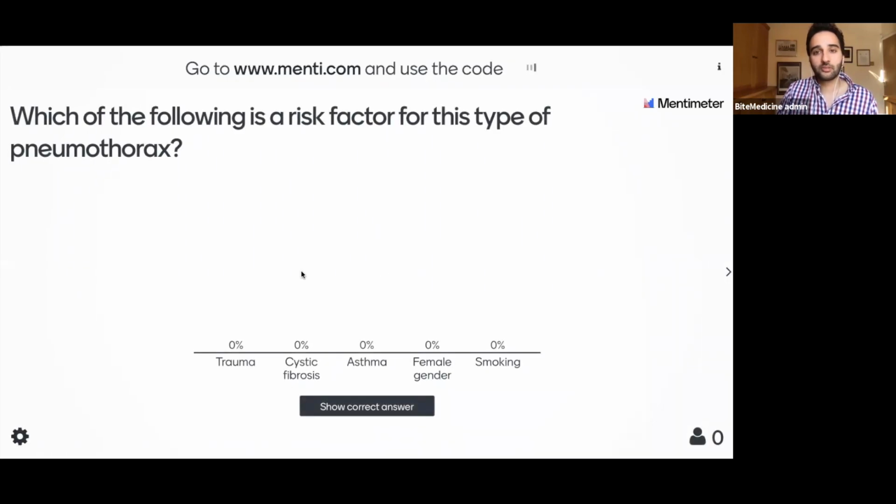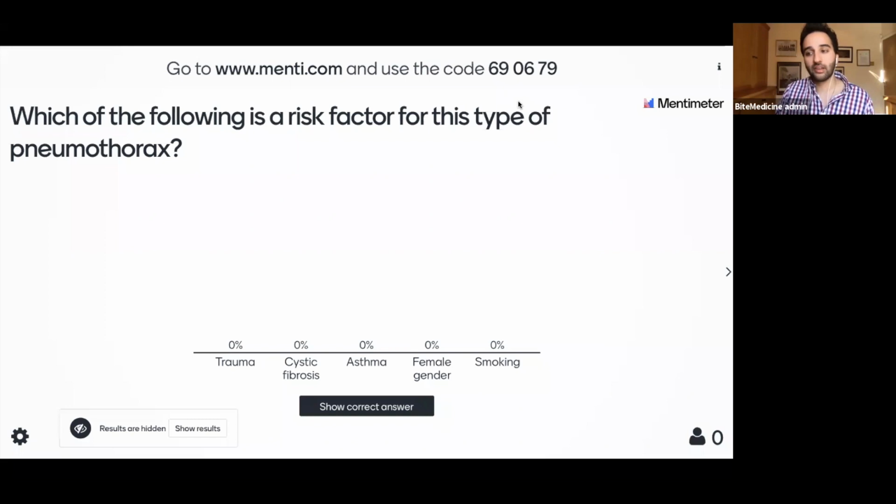If you could please go to www.menti.com and use the code 690679, this will be our first question. Which of the following is a risk factor for this type of pneumothorax? Read the question carefully and have a think. Which of the following is a risk factor for this type of pneumothorax? The question is just at the top of the screen there. I'll give you a few moments to have a think about that.